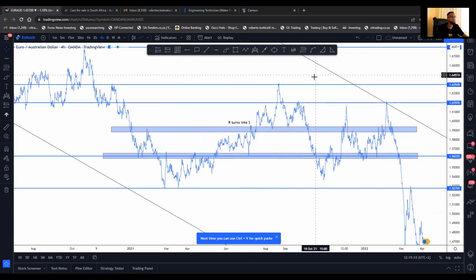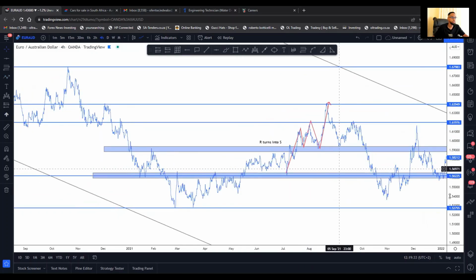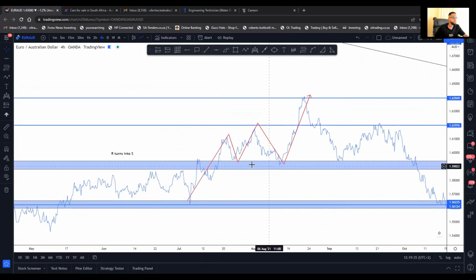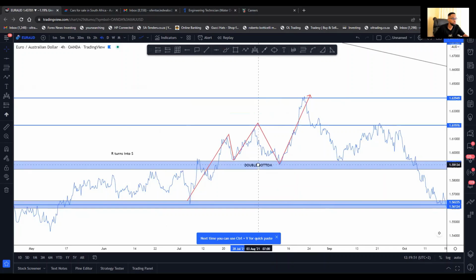You can see we had the market pushing up, retest, pushed up, came back, created a double bottom, pushed up. So this will be our double bottom. See, this will be our double bottom. Then the market pushed up.